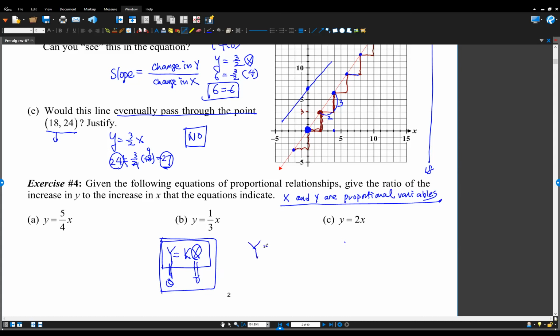What about this one, 2x plus 5? When x equals 0, is y 0? No, when x equals 0, y is 5. So this graph is not a proportional relationship. Only a graph that passes through 0 and 0 is a proportional relationship. Are you guys with me? Yeah.